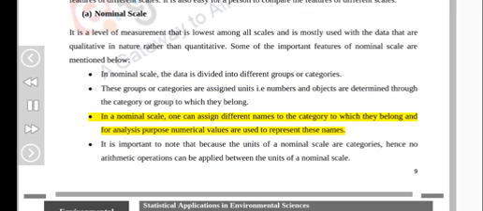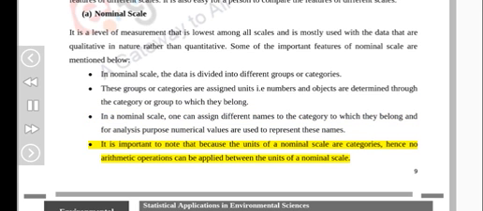In a nominal scale, one can assign different names to the categories to which they belong, and for analysis purposes numerical values are used to represent these names. It is important to note that because the units of a nominal scale are categories, no arithmetic operations can be applied between the units of a nominal scale.